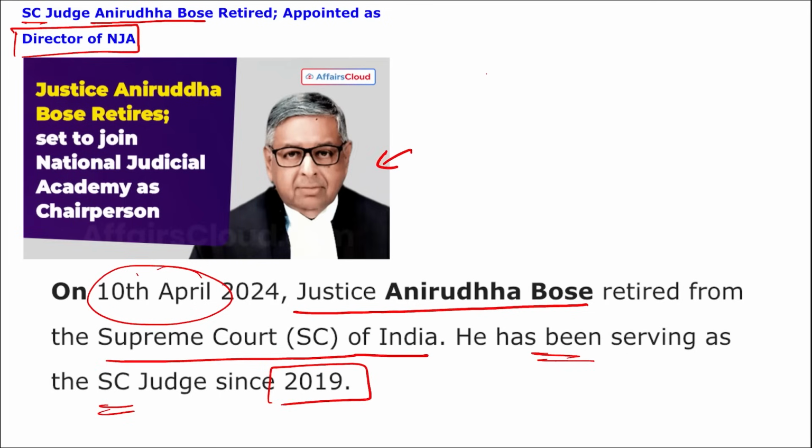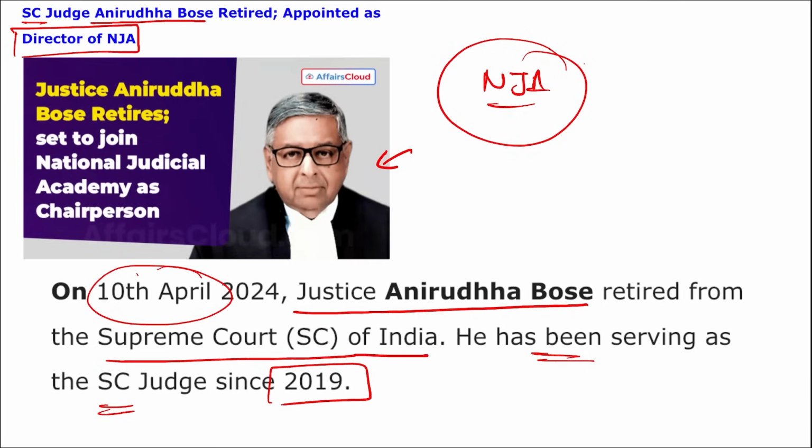Then he was appointed director of the National Judicial Academy. I repeat, National Judicial Academy, that is NJA, which offers training programs to the judges in their judging role and in performance of court administration work, like how they should debate, like what are the works they should do. So to provide them training there, correct, he has been appointed as the director of the National Judicial Academy.